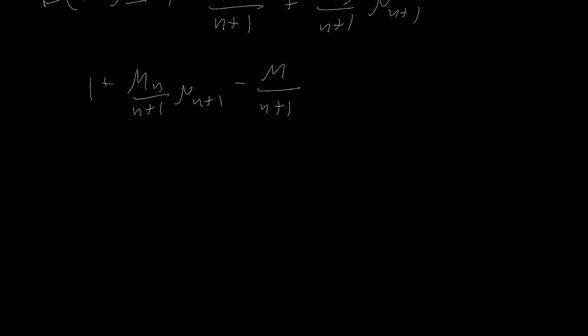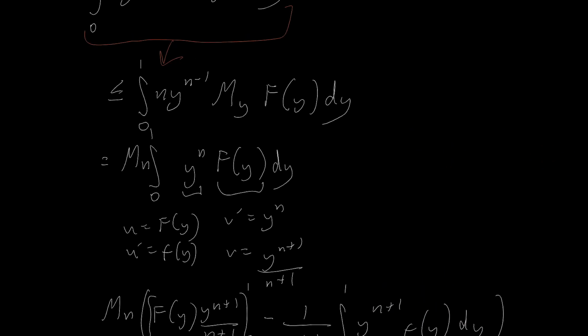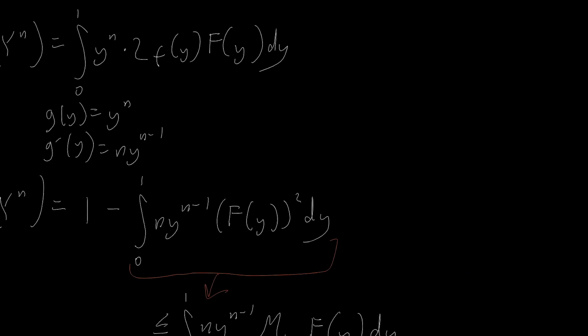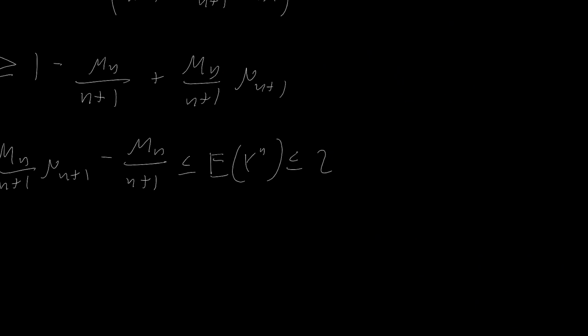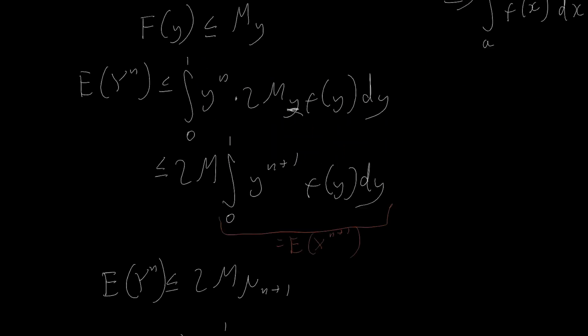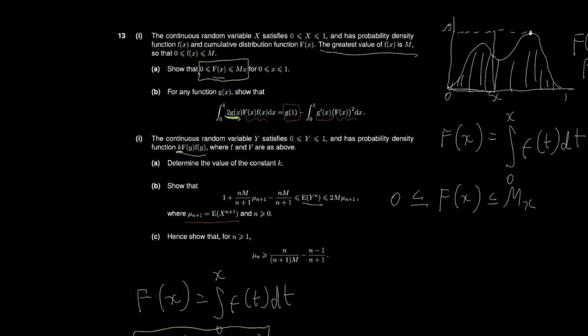This does not look like an n. It is less than or equal to the expectation value of y to the n, which is less than or equal to, I don't even remember what this was, it's like 2m mu n plus 1. Yeah, 2m mu n plus 1. Perfect. So we're nearly done. We just have that little part at the end left.